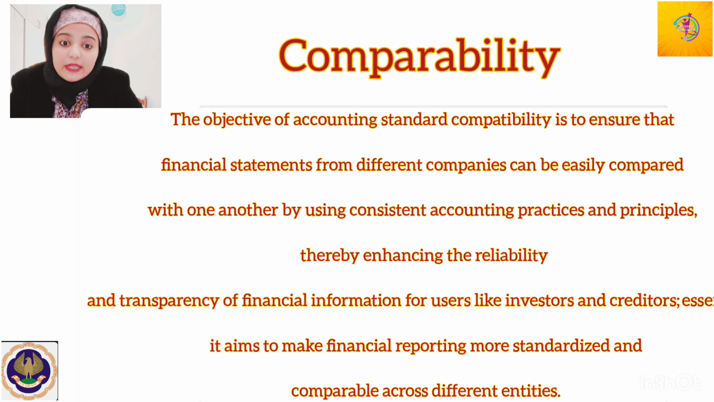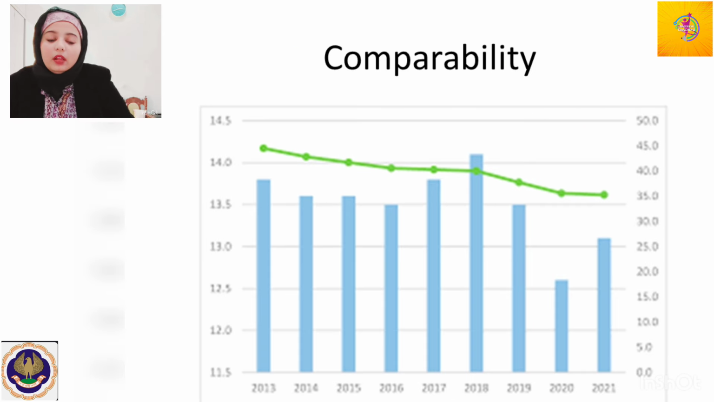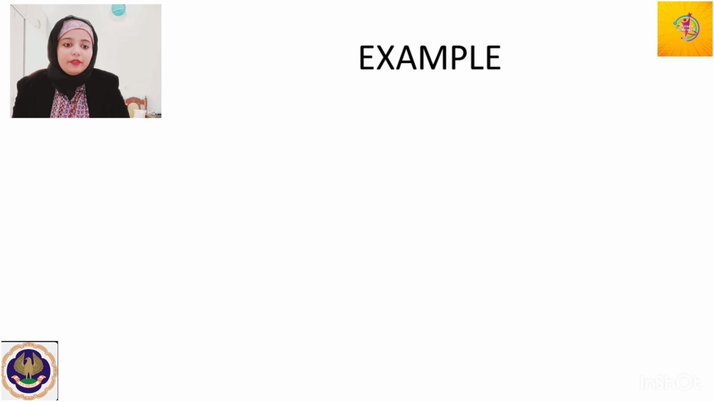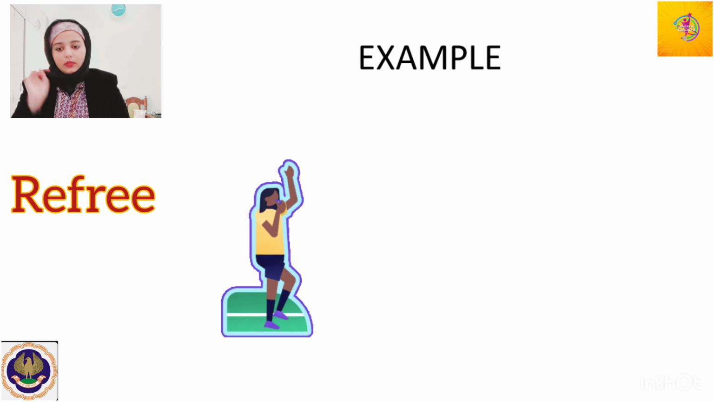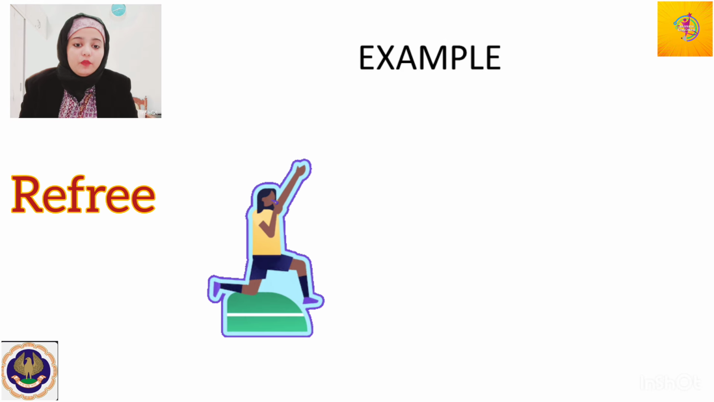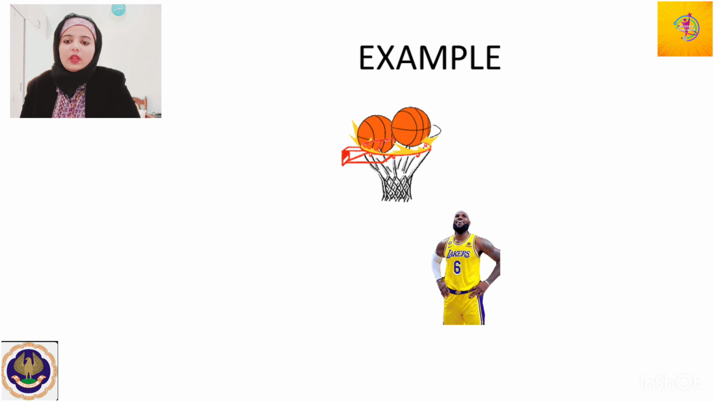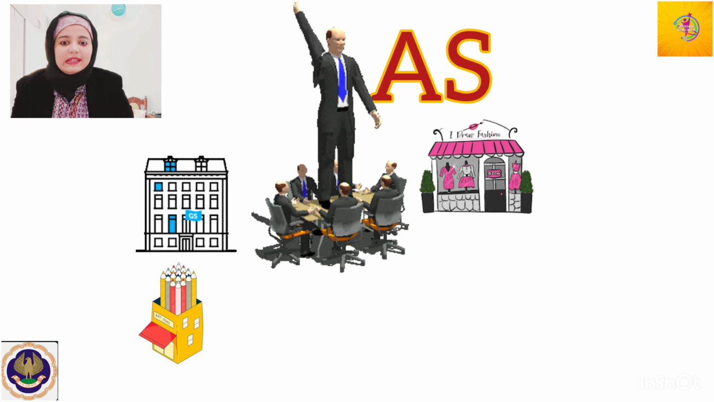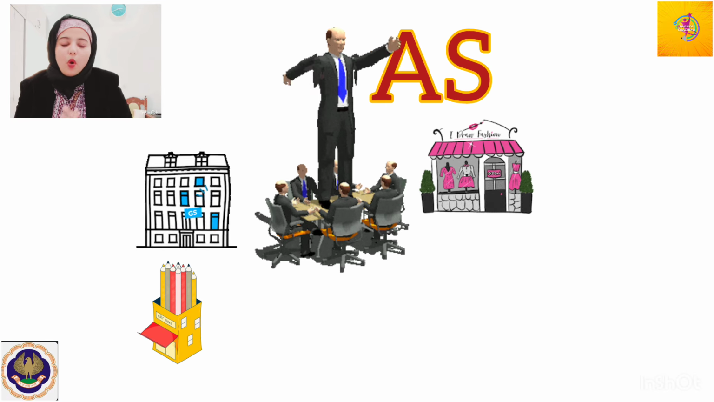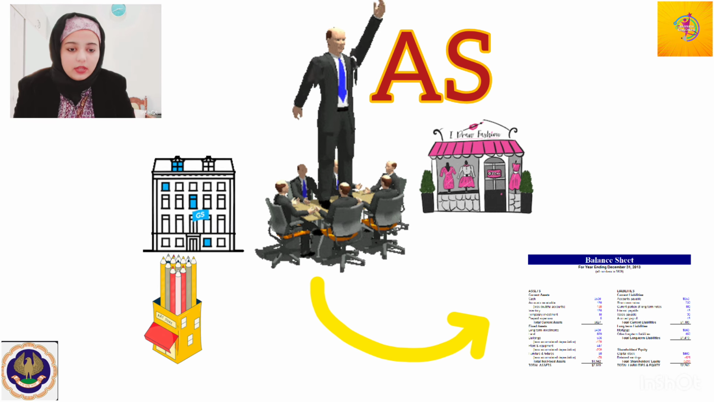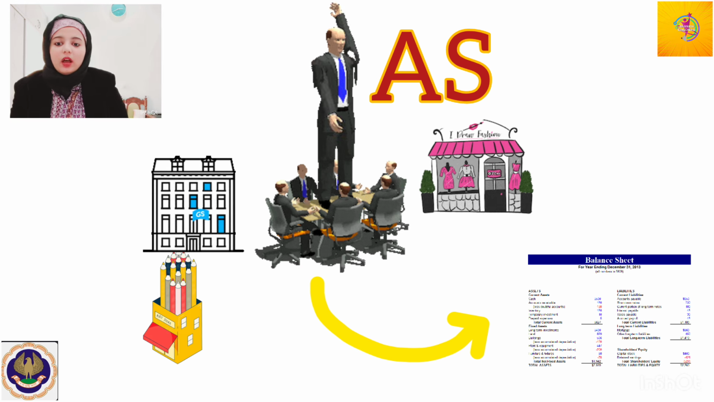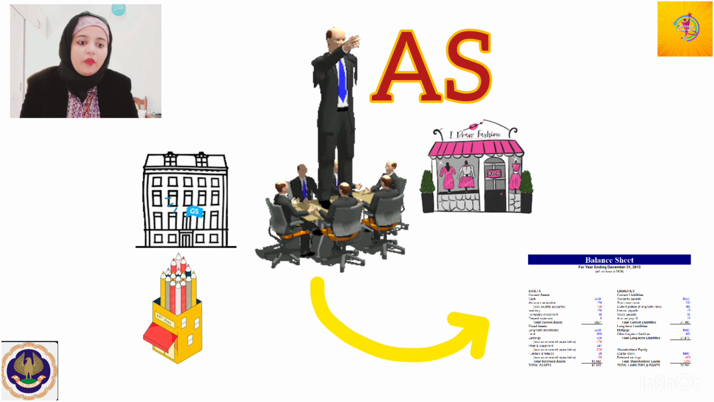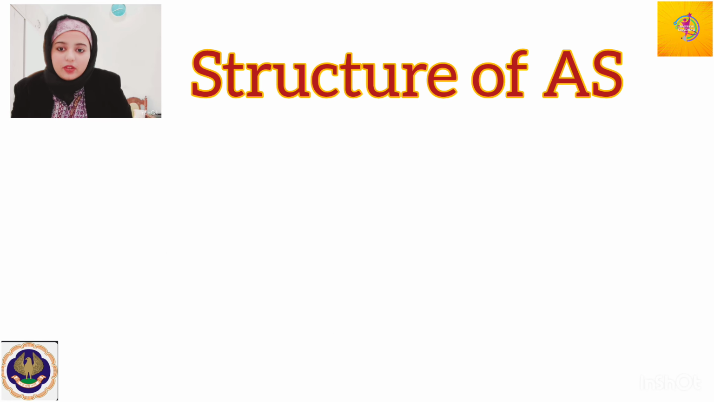Now, to help you easily understand these topics, we are introducing some examples. Think of accounting standards like a referee in a sports game. Without the referee enforcing the same rules for everyone, some teams could have an advantage and the game would be unfair. Similarly, accounting standards ensure all businesses report their financial results in the same way, making the game of business fair for everyone involved. Let's cover topic number 4, structure of accounting standards.